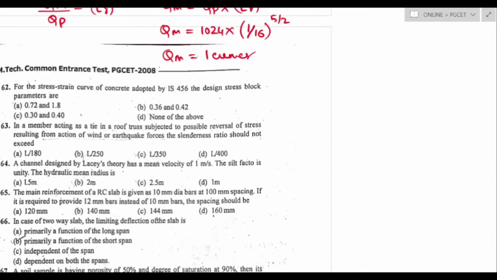Question number 62. For a stress strain curve of concrete adopted by the IS 456 code provision, the design stress block parameters are 0.36 and 0.42. Option B is the right answer. Question number 63. In a member acting as a tie in a roof truss subjected to possible reversal of stress resulting from the action of wind or earthquake forces, the slenderness ratio should not exceed L by 350. Option C is the right answer.